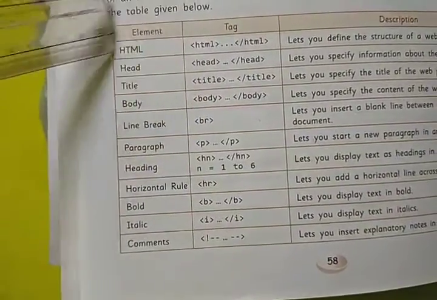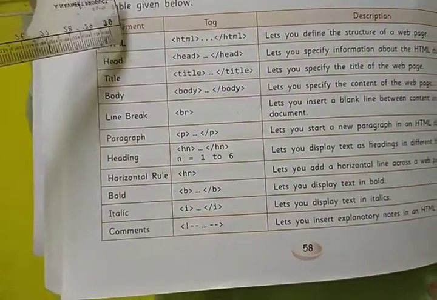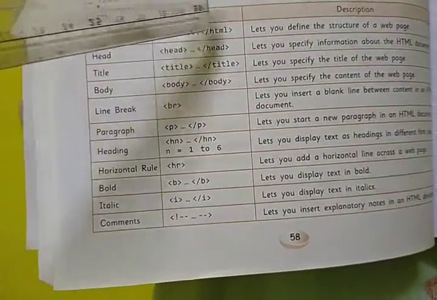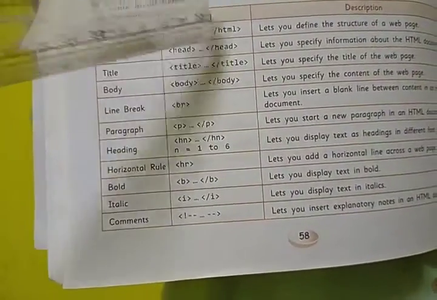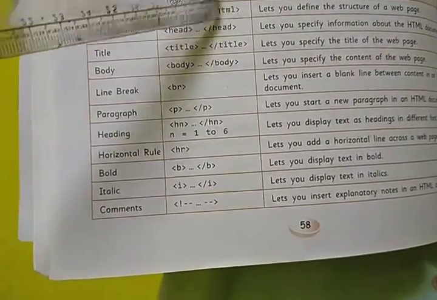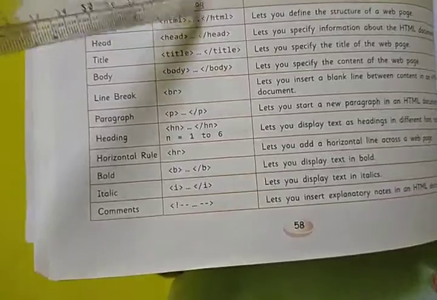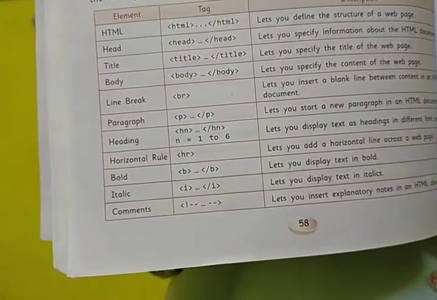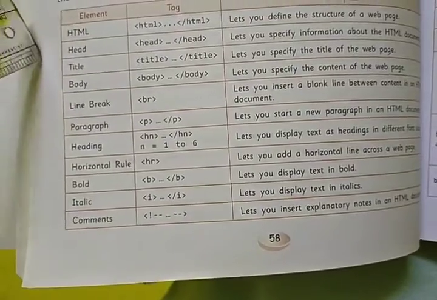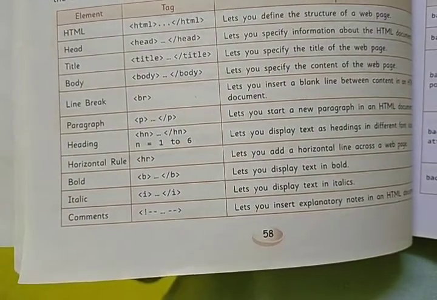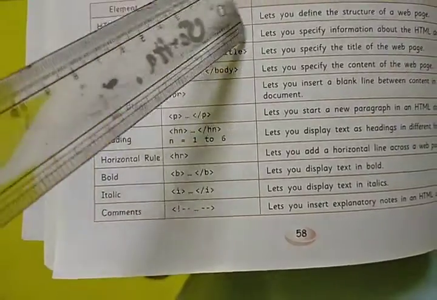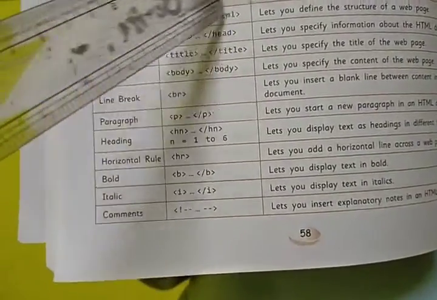So here the first one you can see is the HTML tag. HTML is written inside the angle brackets. Then dot dot dot, then HTML with the sign, then slash HTML, then again the closing sign. Then the second one, head. We studied about the head. Where is the head present? So this is the manner in which the head is shown.